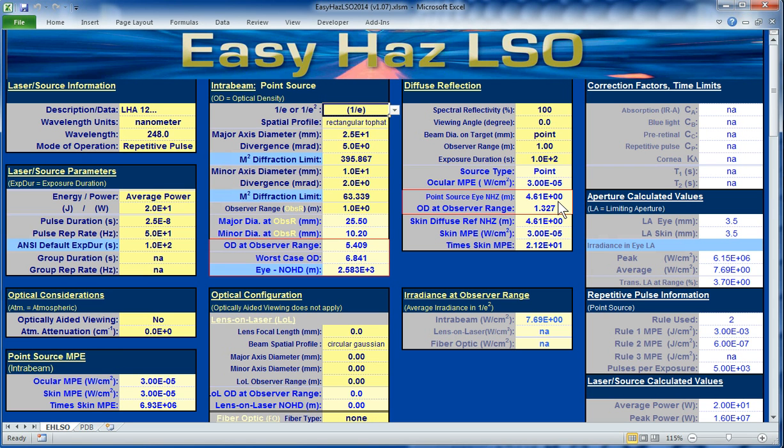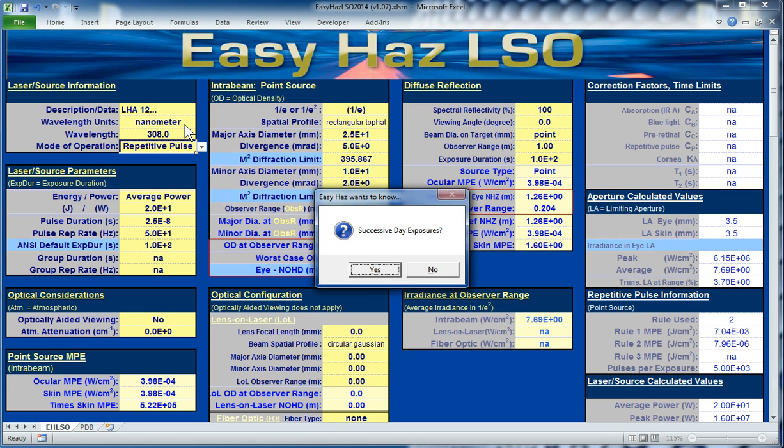Right? Now, one of the things I pointed out is you can change the gas mix, get a different wavelength out, and one of the wavelengths you can get is 308 nanometers. 308 nanometers has a nickname in the industry as the cataract maker. It's the perfect wavelength to accelerate cataract production on the lens of your eye. When we enter that, we get a message about successive day exposure. So I'm going to answer yes to that because we'll assume that you'll work with this laser today. Tomorrow you'll come in and be exposed again to near the MPE level. Right. So I'm going to say successive day.